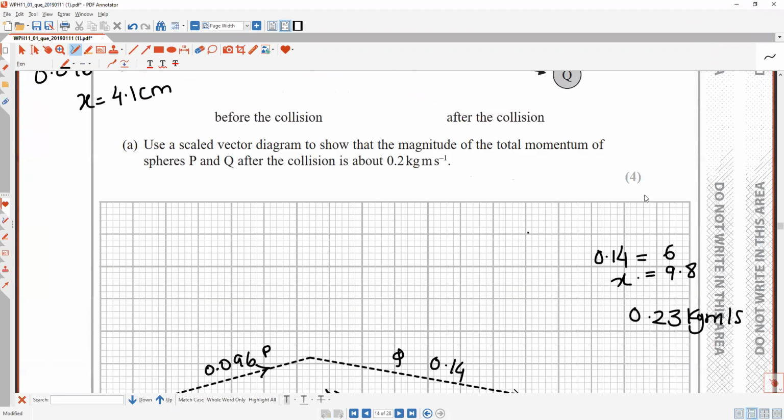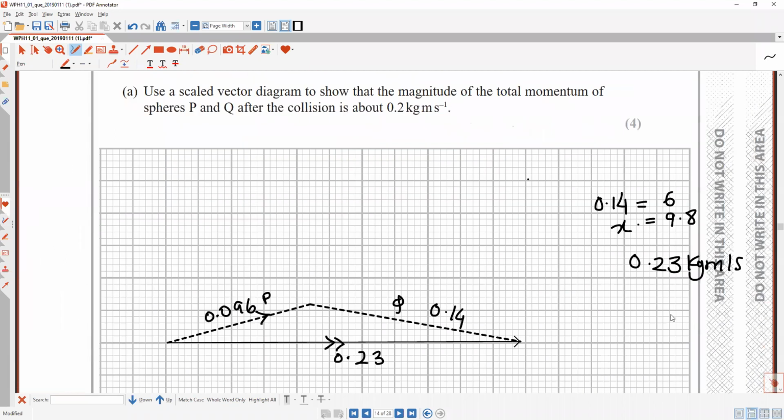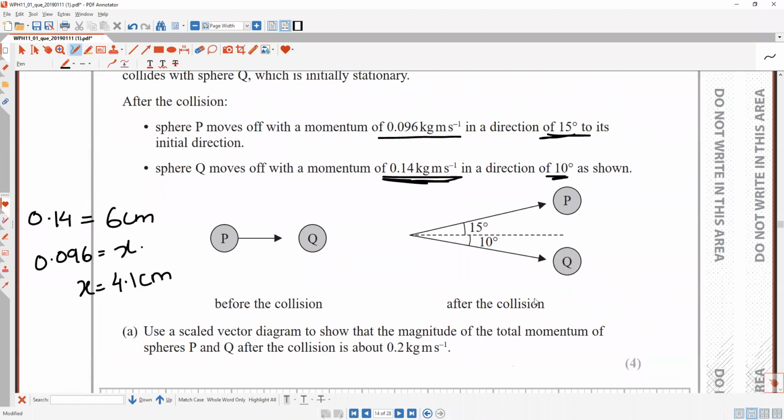Okay, so now ওরা অন্য কিছু দিছে আমাকে. Final, I only know the final momentum. Sphere P moves off in its initial direction. Sphere Q moves off with a momentum in a direction 10 degree as shown. Okay, there are two spheres, P and Q. Now, when you combine both of their momentum, what is the final momentum we got? 0.23 kg, na? We got this, na? That is the final momentum. But before the collision, who had all the momentum?